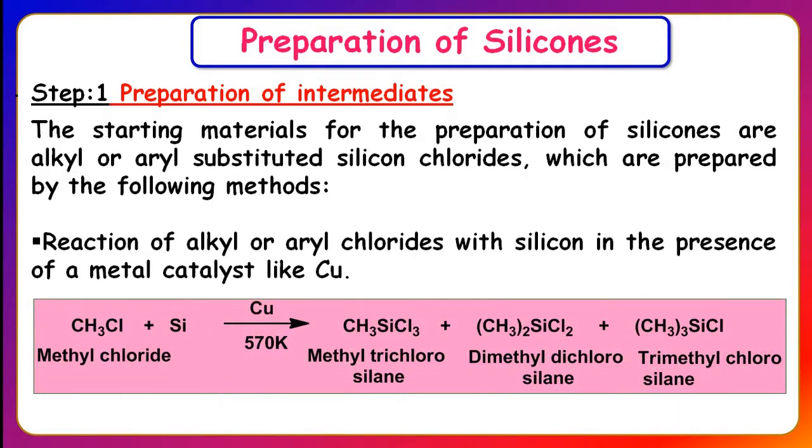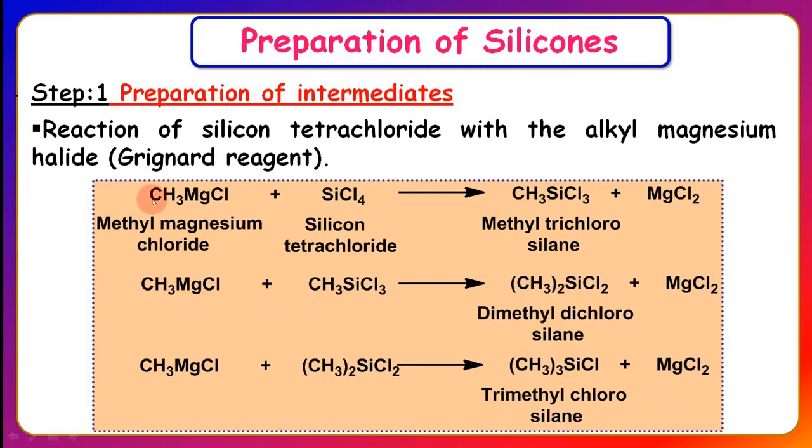The first method is the reaction of alkyl or aryl chlorides with silicon in the presence of a metal catalyst like copper. For example, methyl chloride with silicon in the presence of copper catalyst at high temperature gives methyl trichlorosilane, dimethyl dichlorosilane and trimethyl chlorosilane derivatives. All these 3 derivatives are very close in their boiling points, hence they can be separated by the technique known as fractional distillation.